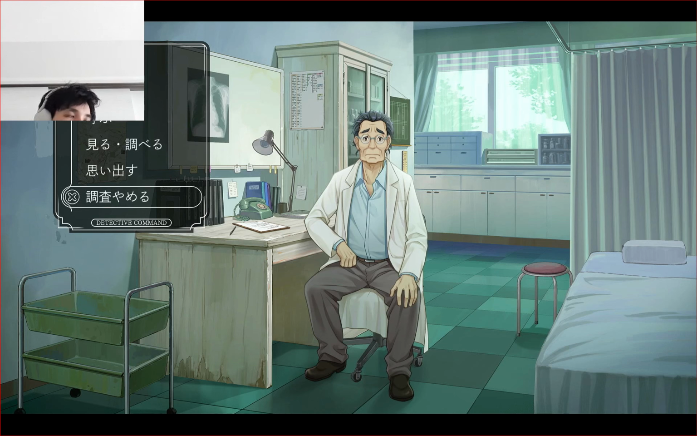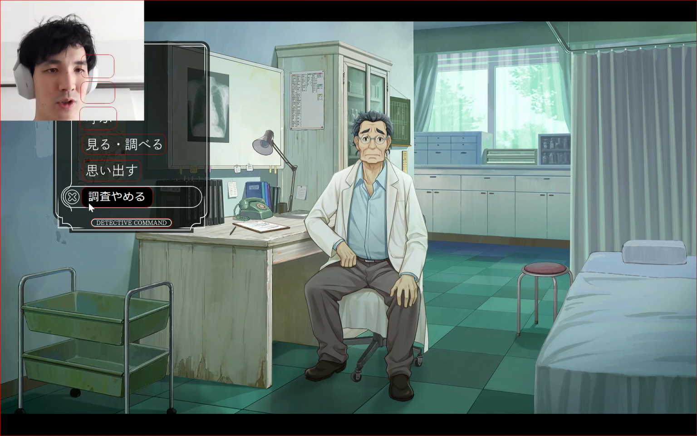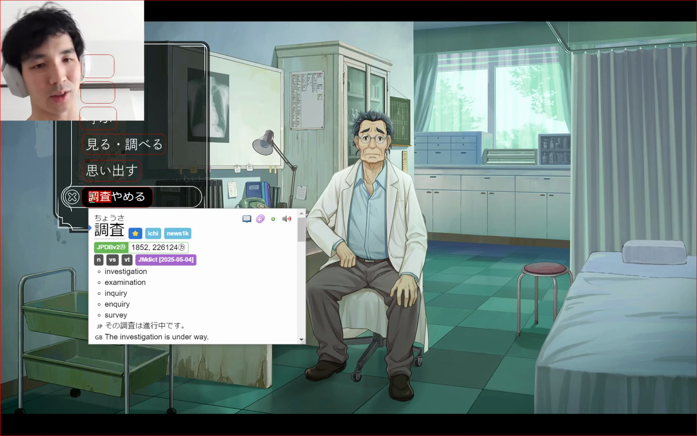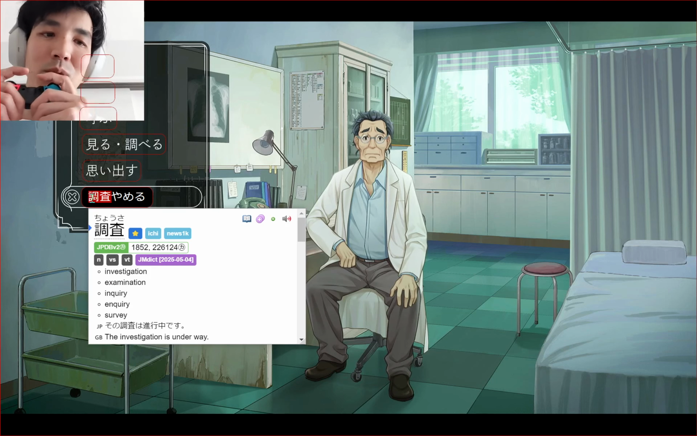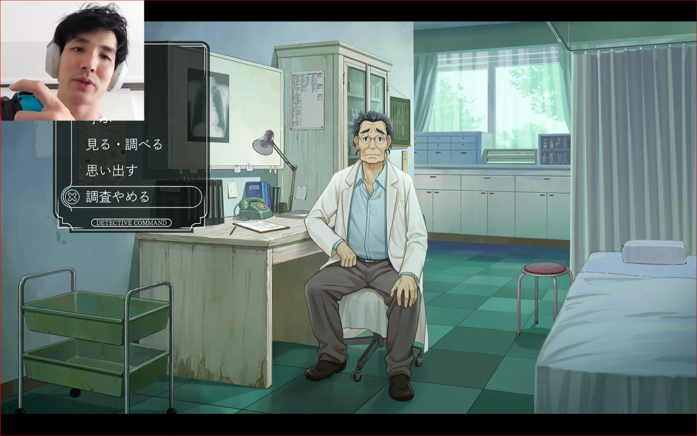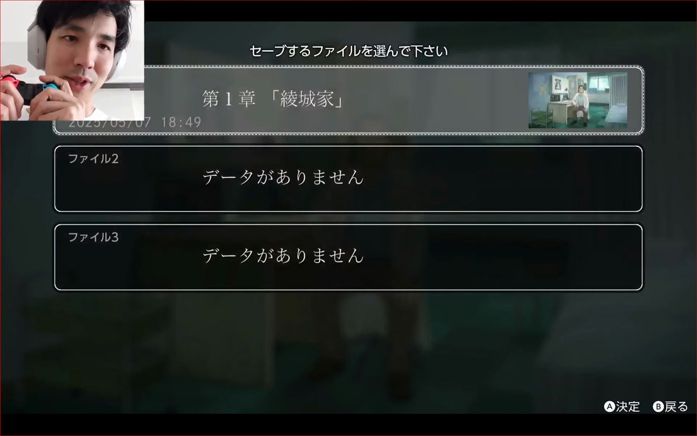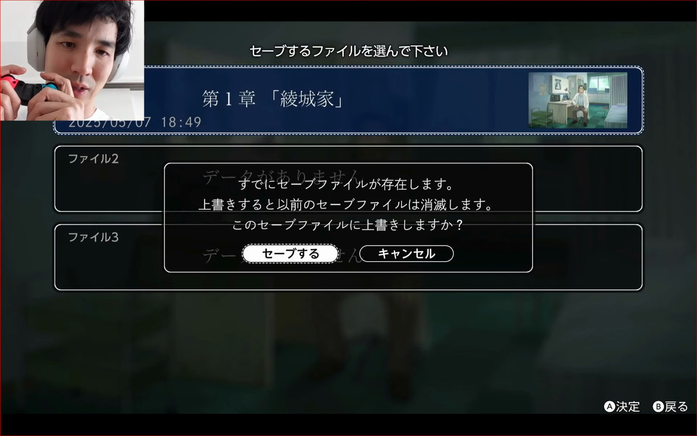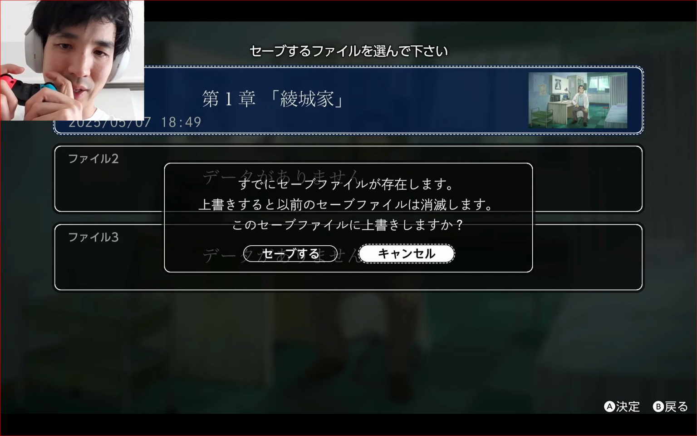Let me try to remember how to say this. Chosa yameru? Quit the investigation? Chosa. All right, 5 points. Chosa yameru. Well, if I quit it, then what happens? I can save it. Seibu suru. Canceru.